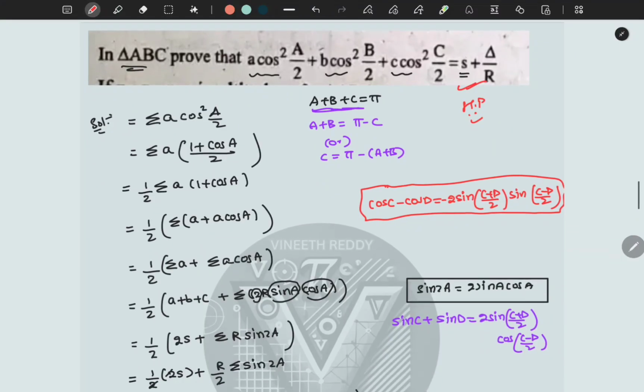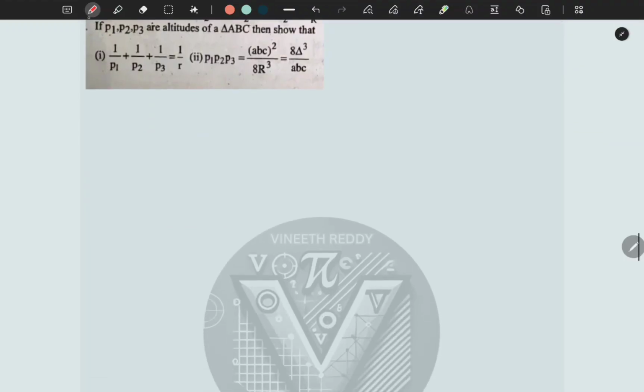If you have not understood this question, you can once again watch it. We can watch it once or twice. You will definitely understand this. Let us go to the next question. Next question says, if P1, P2, P3 are altitudes of a triangle ABC, so let me draw a triangle. We have A, B, C here.